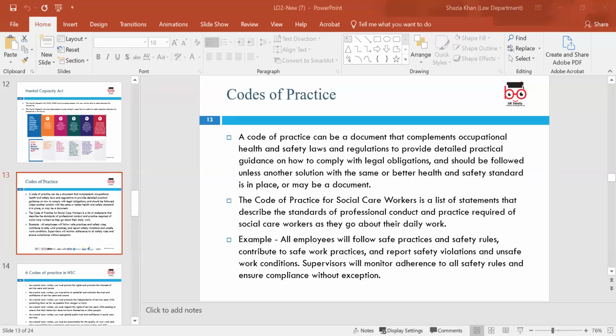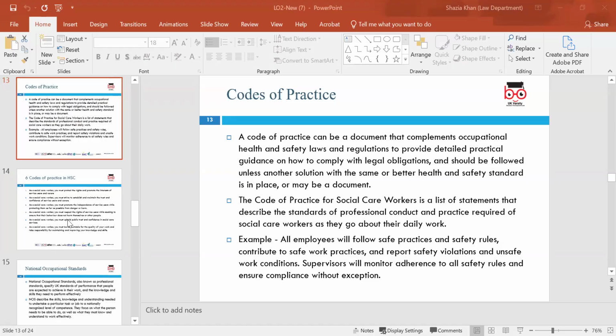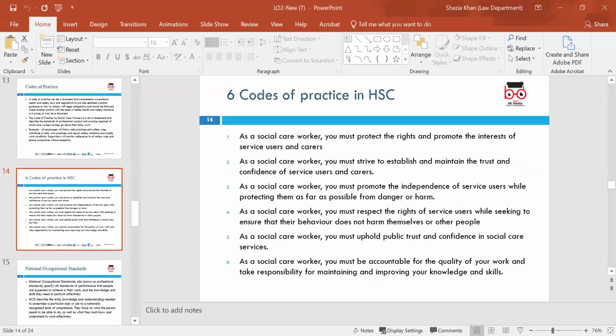Some codes are voluntary. Some codes are practice that you must follow, things like health and safety and reporting any sort of injuries. And some are that you must comply with where you work in the organization. Having codes of practice is there to ensure transparency and also meeting legal obligations as well.